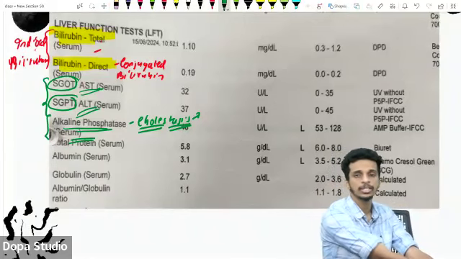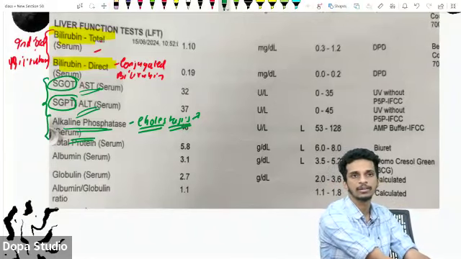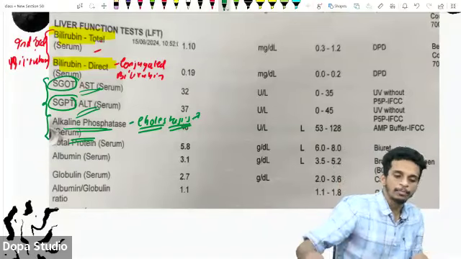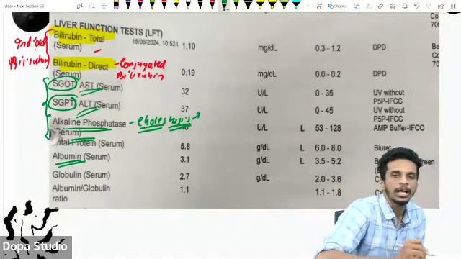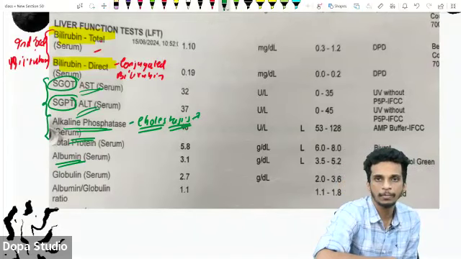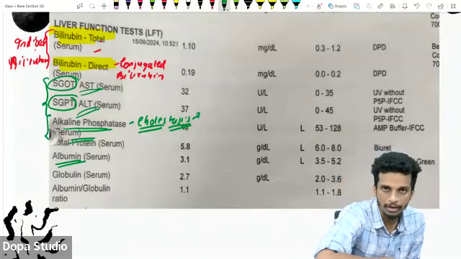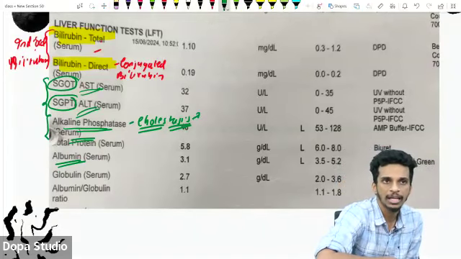So whenever there is obstruction to bile flow, your alkaline phosphatase level is going to increase. Okay, liver enzymes, regarding liver enzymes, we'll speak. Now, the next important thing in LFT is albumin. As you all know, albumin is a plasma protein and albumin is synthesized by the liver.